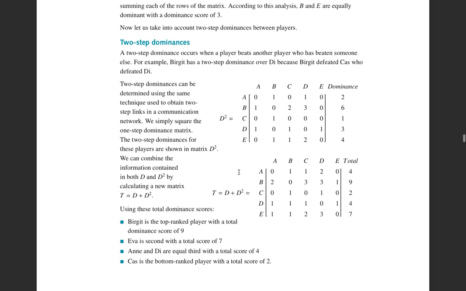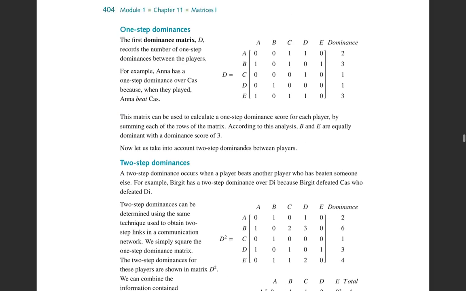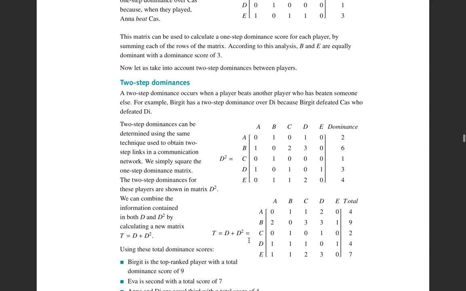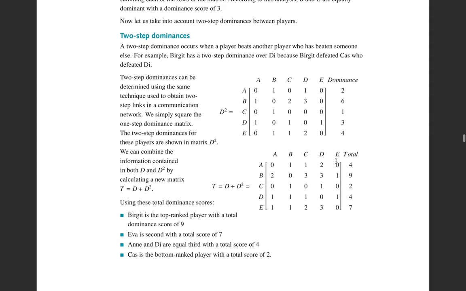Now, the last thing to do is find the total dominance. Total dominance is a combination of one-step dominance and two-step dominances. So you simply add the two matrices as indicated here. T, representing total dominance, is the one-step dominance plus the two-step dominances. So D plus D squared, this matrix here plus this matrix here, gives us the total dominance scores. The sum of each row will give the total dominance score of each team.